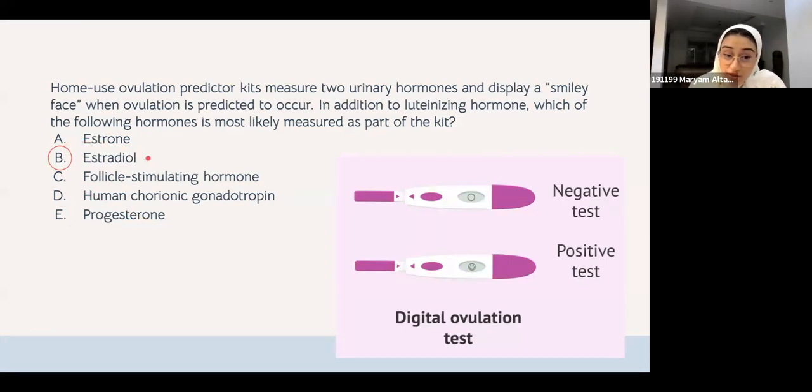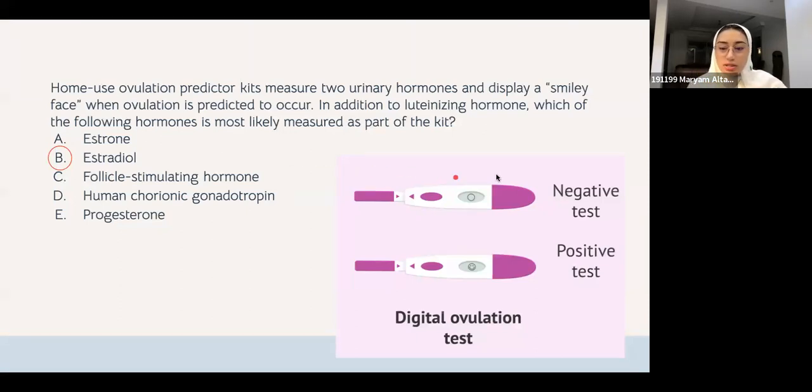I know it's a bit confusing because with home predictor kits, we usually immediately jump to pregnancy test, but this isn't a pregnancy test. This is an ovulation test. So remember when we look at our graph, during ovulation, what happens? You have a high level of estradiol that's released by our primary follicle that causes our LH surge, and then everything starts to fall. So in ovulation, you actually have very high levels of estradiol and high levels of LH and FSH as well, but it's usually estradiol that is measured.